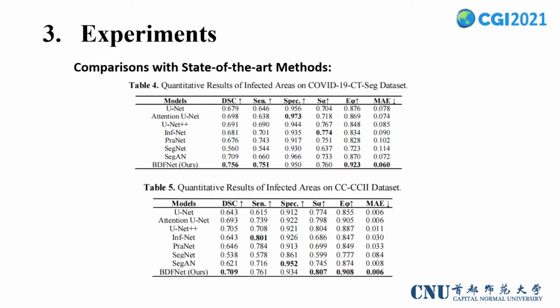At the same time, we also compared with other algorithms. Table 4 and Table 5 show the results on the COVID-19 CT selected site and the CC2 site. Although it didn't achieve the best performance in all metrics, it achieved the best performance on the two datasets on the most important metric. This shows that BDFNet has reached the best performance among mainstream algorithms and achieved better results in segmentation of COVID-19 infected areas. The next is the summary part.